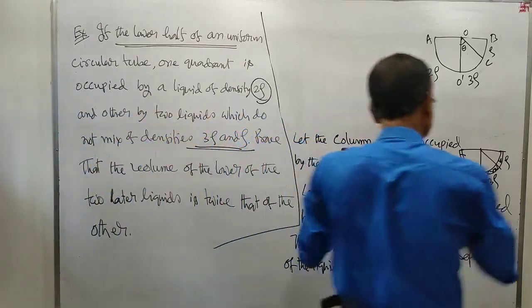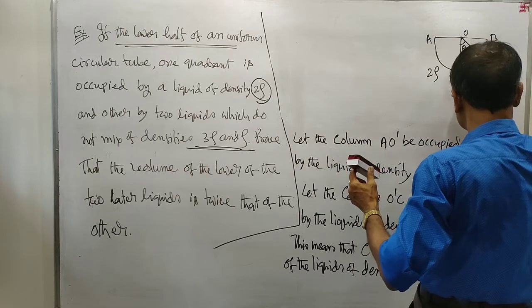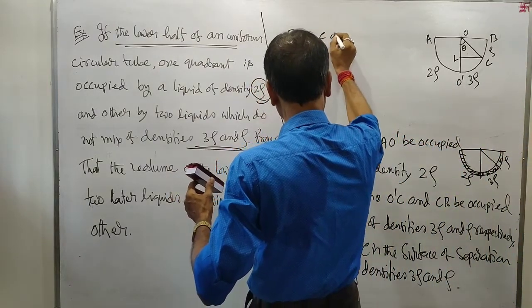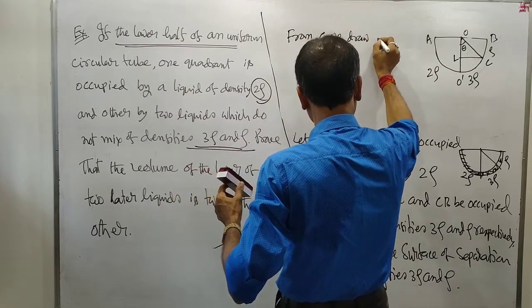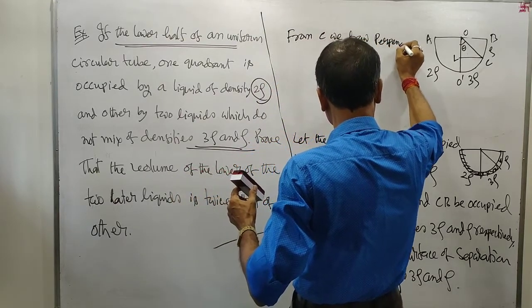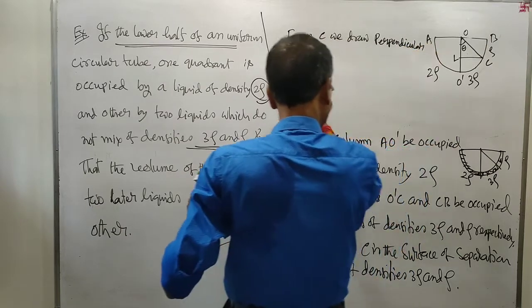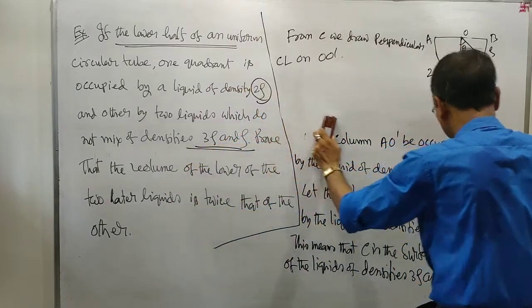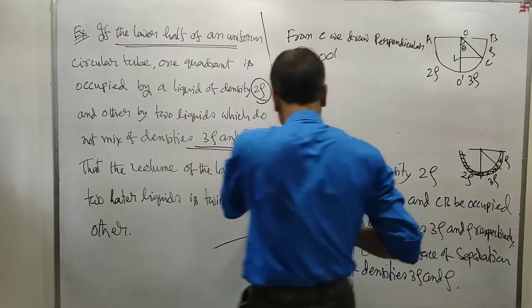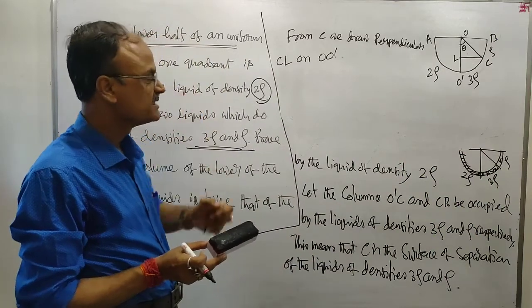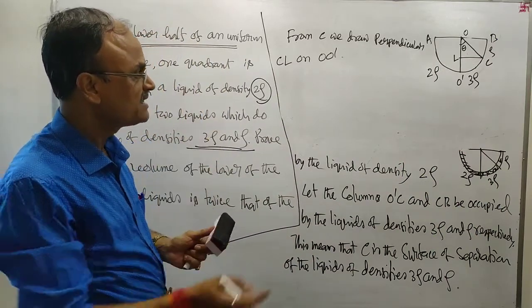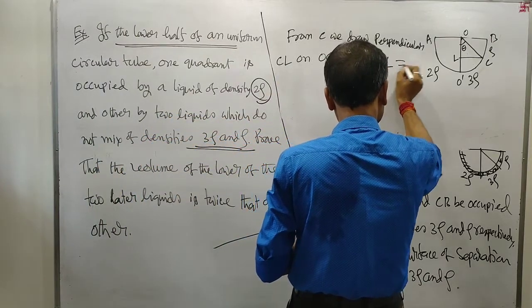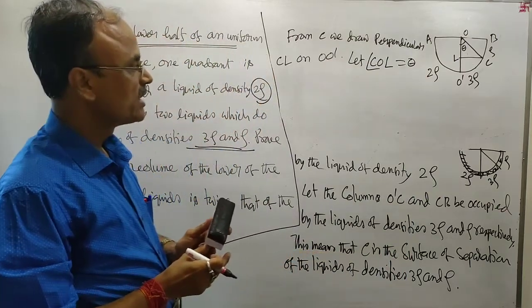Now, from C, we draw a perpendicular CL on OO dash. Let angle COL be equal to theta. COL is equal to theta.